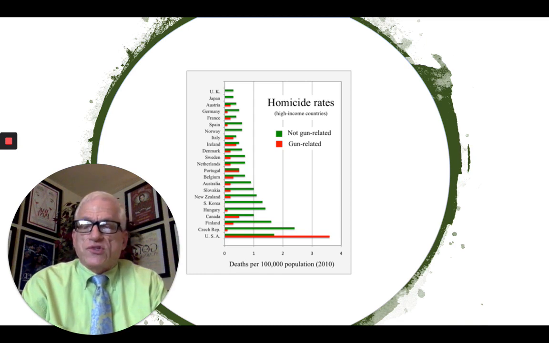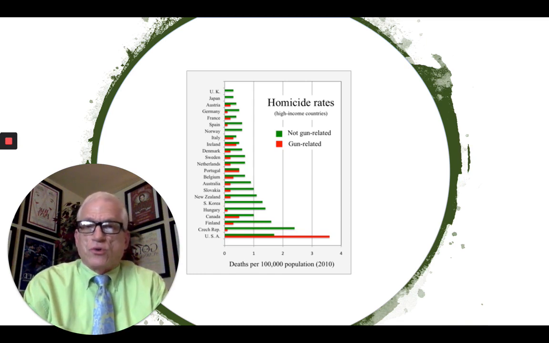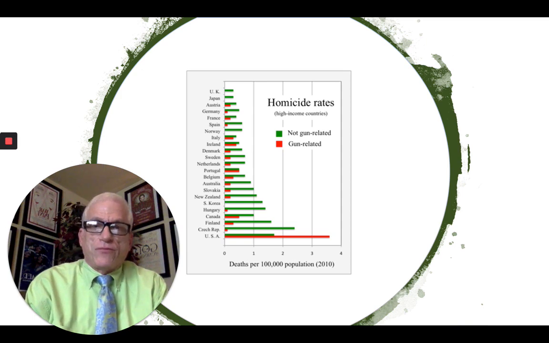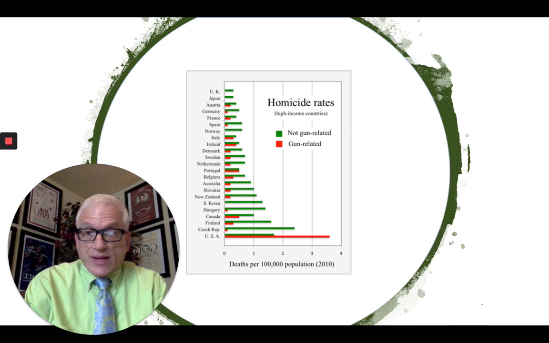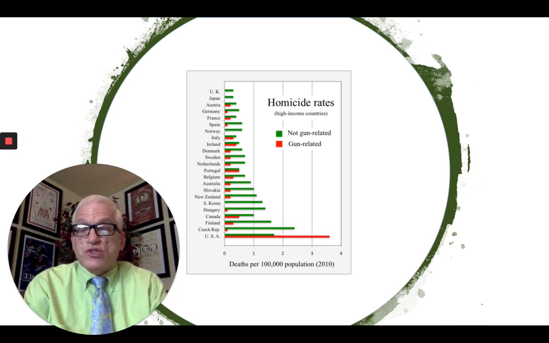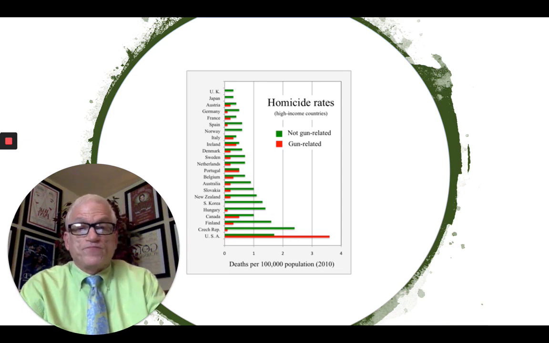In order for us to impose the same kind of gun control that they have in the UK, Japan, France, Italy, Spain, we would have to remove the Second Amendment, and that's not going to happen. So these analogies fail. They fail at that level.